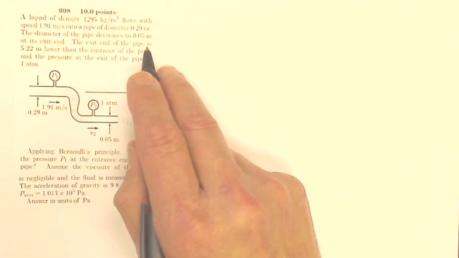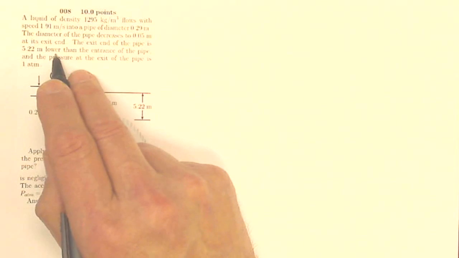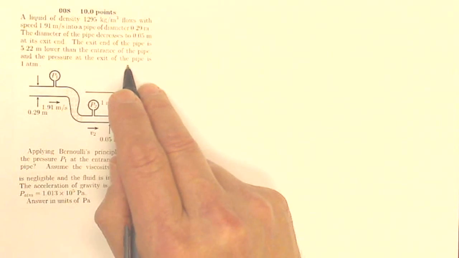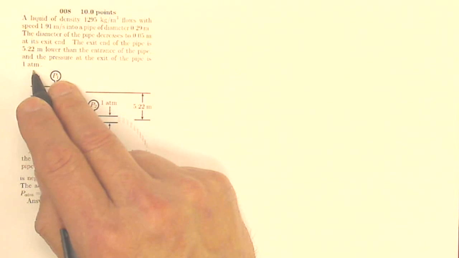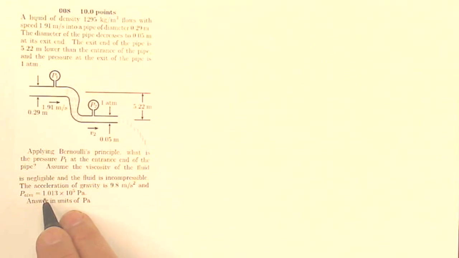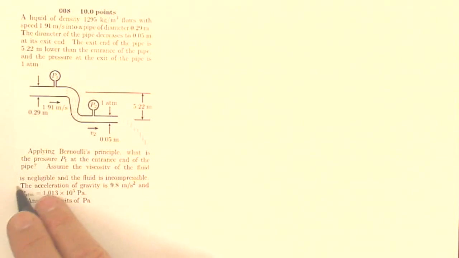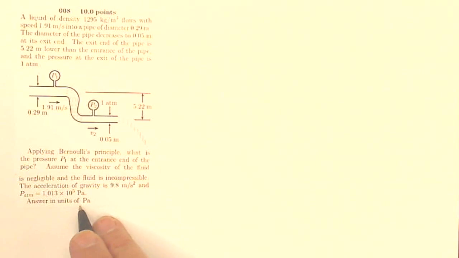The exit end of the pipe is 5.22 meters lower than the entrance of the pipe. And the pressure at the exit end of the pipe is 1 atmosphere, which we know is 1.013 times 10 to the 5th Pascals. Applying Bernoulli's principle, what is the pressure P1 at the entrance end of the pipe? Assume the viscosity is negligible, the fluid is incompressible, and g is 9.8.